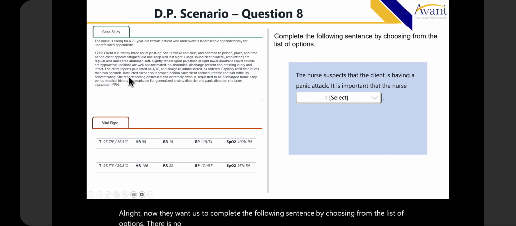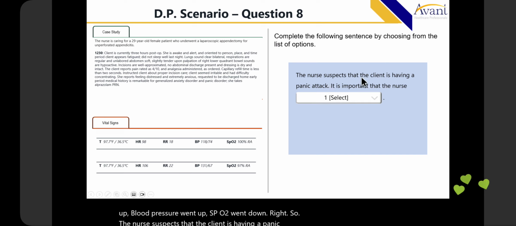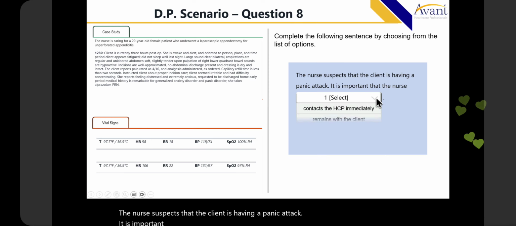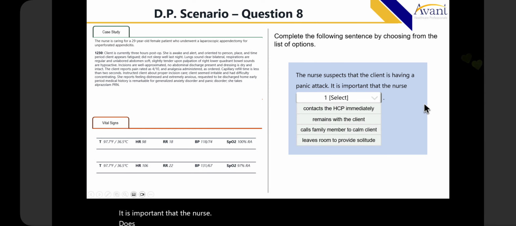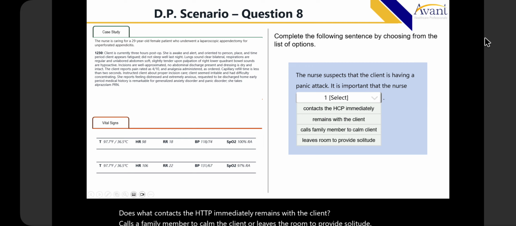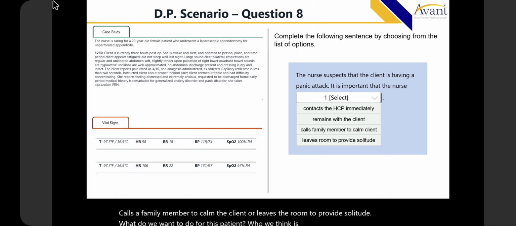There is no change in our patient's assessment here. Vital signs, looks like she had a change in her vital signs. Temperature is the same, heart rate went up, respiratory rate went up, blood pressure went up, SpO2 went down, right? So the nurse suspects that the client is having a panic attack. It is important that the nurse does what? Contacts the HCP immediately, remains with the client, calls a family member to calm the client, or leaves the room to provide solitude. What do we want to do for this patient who we think is having a panic attack?